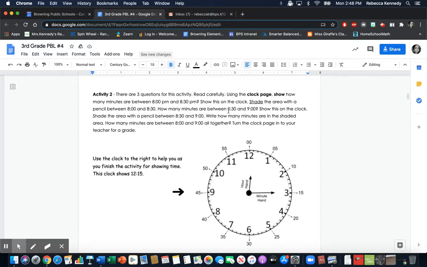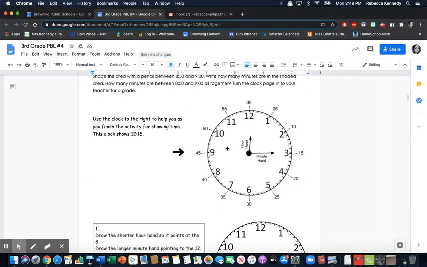How many minutes are between 8:30 and 9? Show this on the clock. Shade the area with a pencil between 8:30 and 9. Write how many minutes are in the shaded area. How many minutes are between 8 and 9 altogether? Turn the clock page into your teacher for a grade.